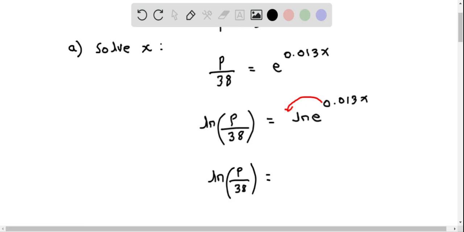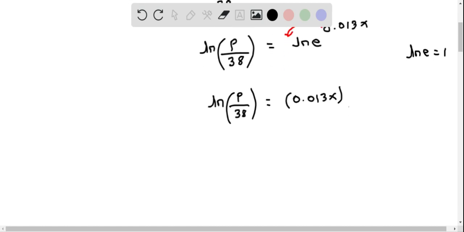This equals 0.013x times natural logarithm of e. We also know the value of natural logarithm of e. This equals 1. So therefore we can replace this natural logarithm of e as 1. So I can simply ignore this because 0.013 times x times 1 is just the same quantity. Now we solve for x from this equation.